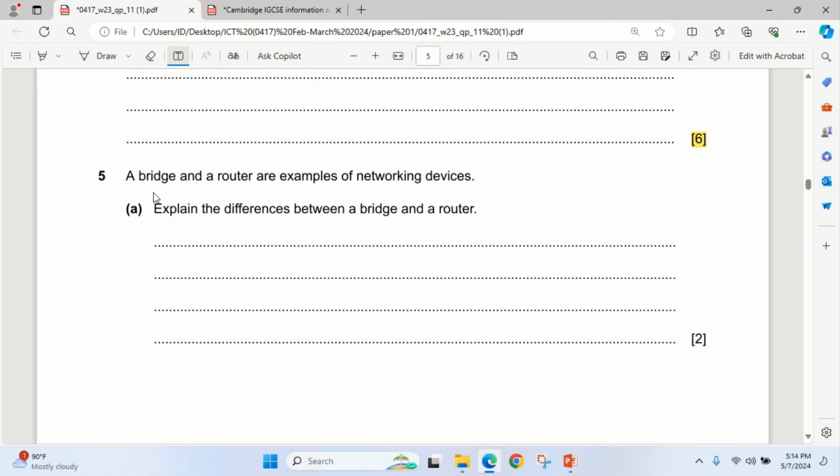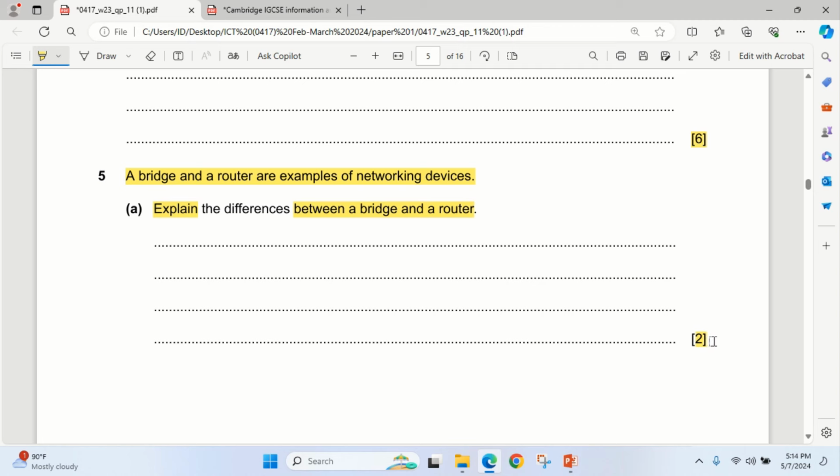So question 5 says a bridge and a router are examples of networking devices. So this question is actually from network. So explain the differences, that is the command word, so to say. Explain the differences between a bridge and a router. Both are networking devices, but they ask us to explain the differences, and this is just for 2 marks.